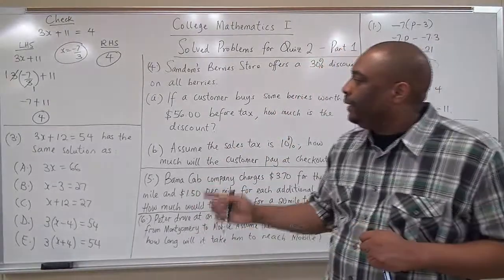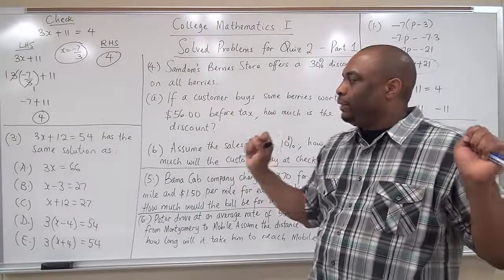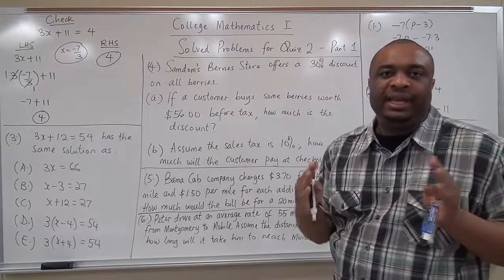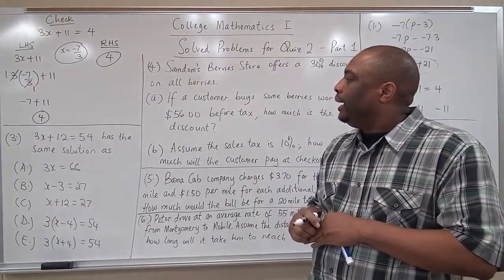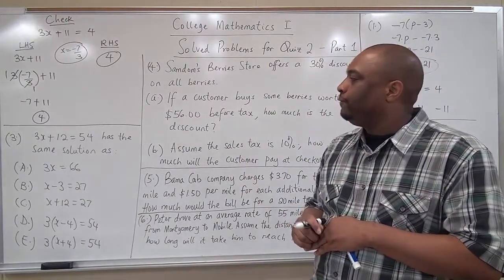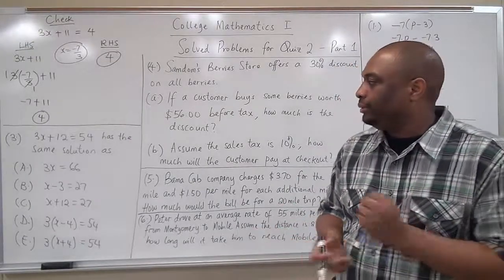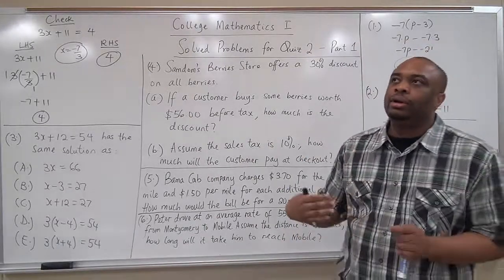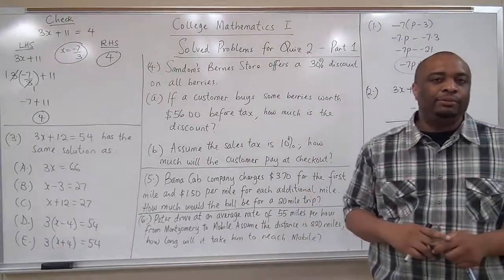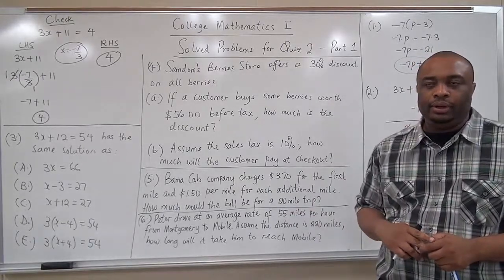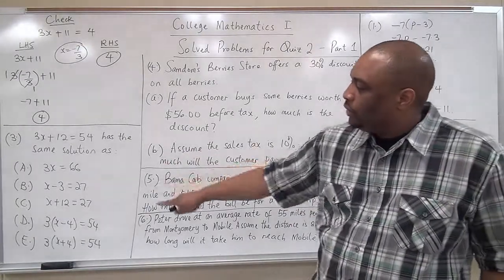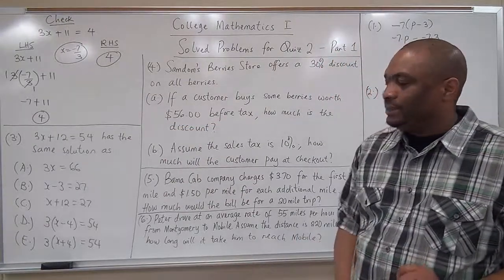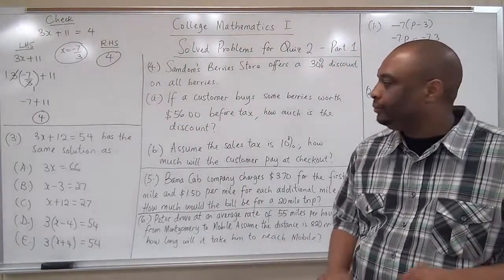Question 3. It says here, 3x plus 12 equal to 54. That is an equation because of the equal sign. 3x plus 12 equal to 54 has the same solution as what? If you look at all these options, it is testing your ability to factor. Which one resembles that? Let's compare and do it by elimination.